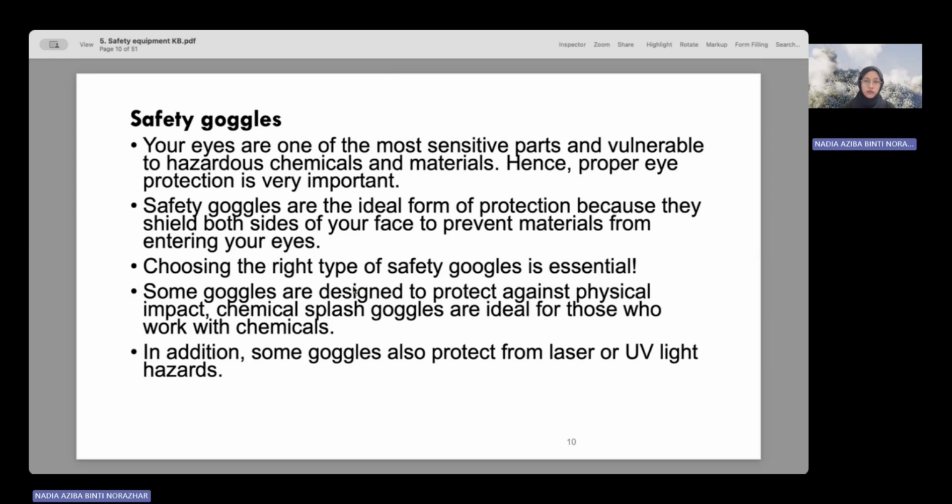Choosing the right type of safety goggles is very important. Some goggles are designed to protect against physical impact, and there's also the type of chemical splash goggles that is ideal for those who work with chemicals. In addition, there's also a goggle type that can protect us from laser or UV light hazards.